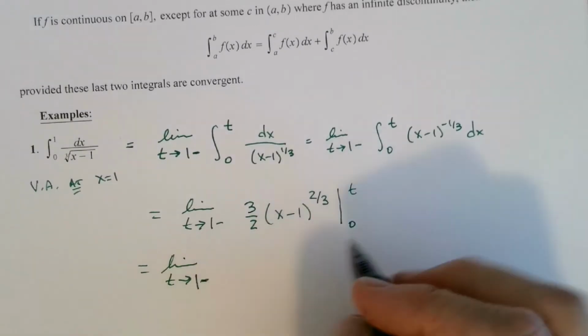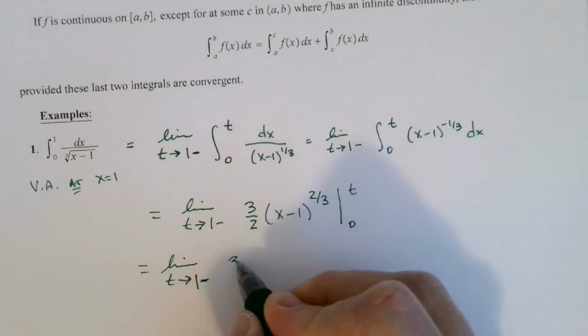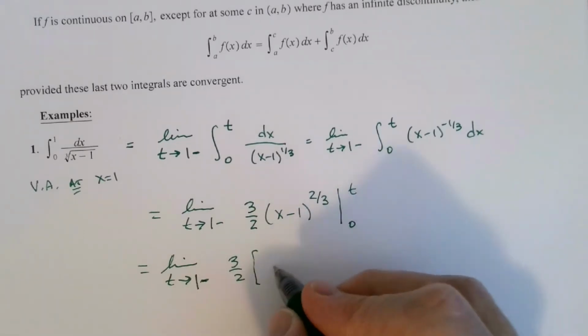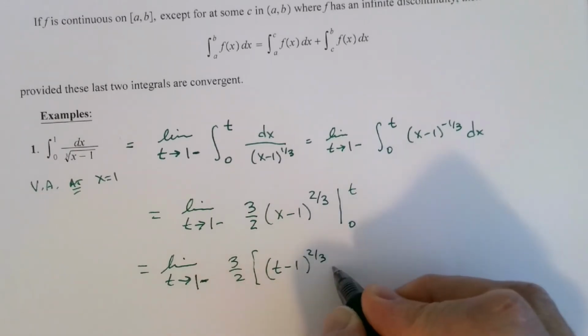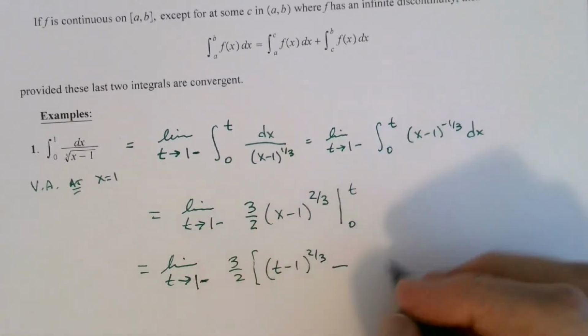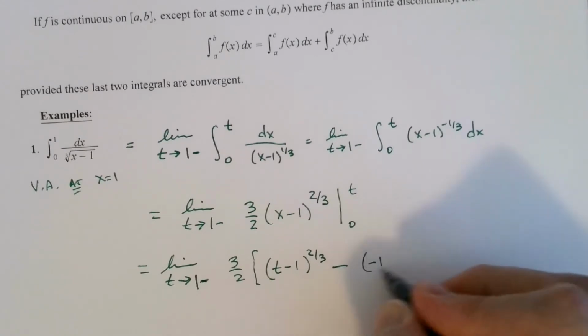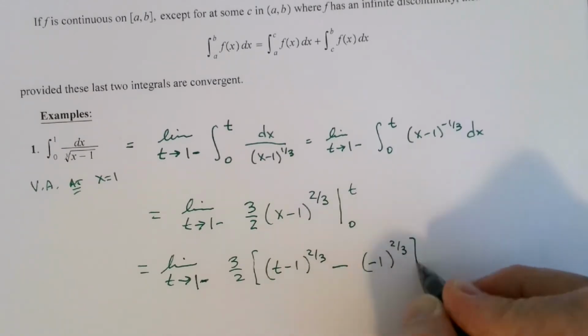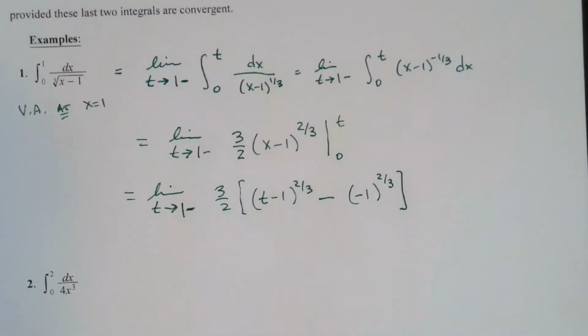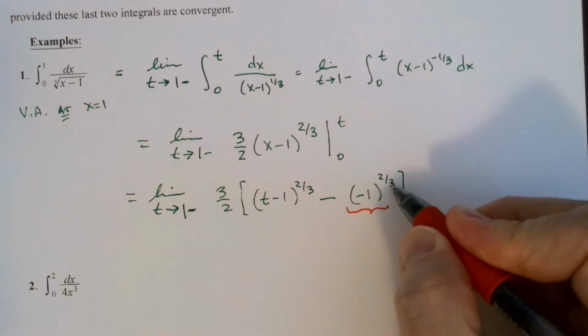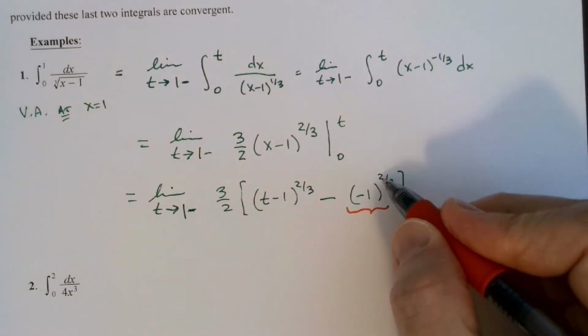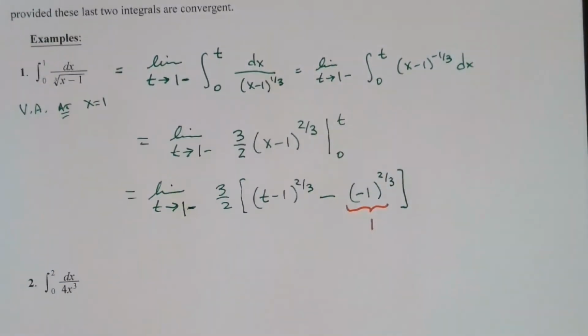So remember, we're approaching 1 from the negative side. And so what do I get here? I'll pull this 3/2 out. I get t minus 1 to the 2/3 power minus 0 minus 1, just negative 1 to the 2/3 power. What is negative 1 to the 2/3 power? The 1/3 is the cube root. Cube root of negative 1 is negative 1, but then I square negative 1, I get positive 1. Or you can square negative 1 first and then take the cube root. Either way, we get 1.